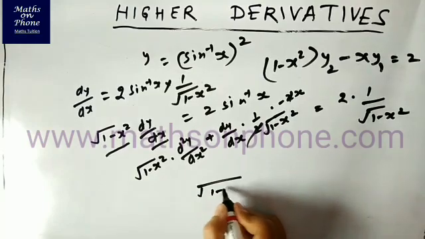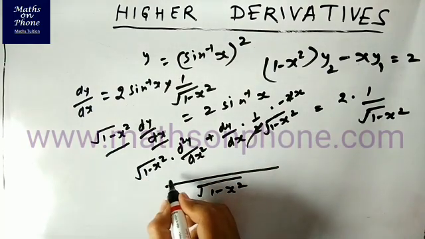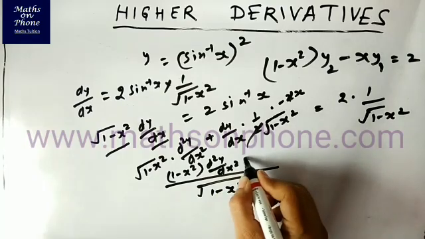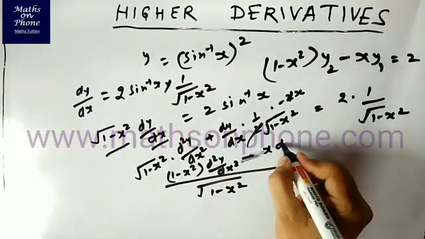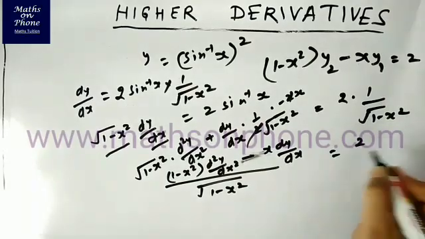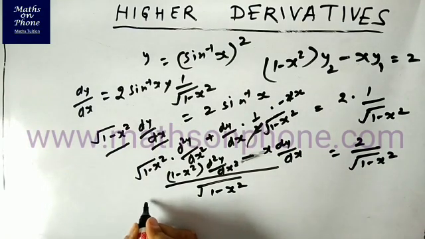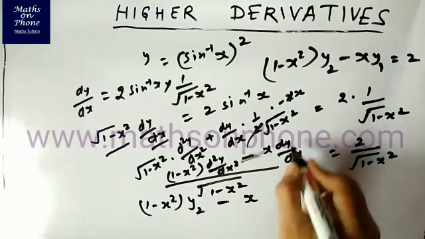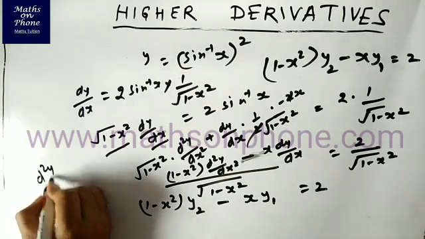So under root 1 minus x square is LCM here in the LHS side. It is coming out to be under root 1 minus x square into under root 1 minus x square is 1 minus x square, d square y by dx square, minus x dy by dx is equal to 2 divided by under root 1 minus x square. So cancelling out under root 1 minus x square both sides, we are just left with 1 minus x square. What is this? This is y2 minus x into y1 is equal to 2, and we prove the thing. Hope you are understanding double derivative, what precautions you have to take while finding d square y by dx square.